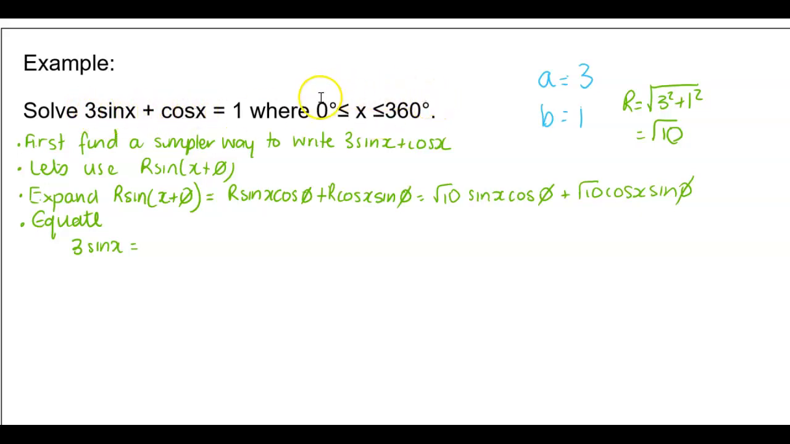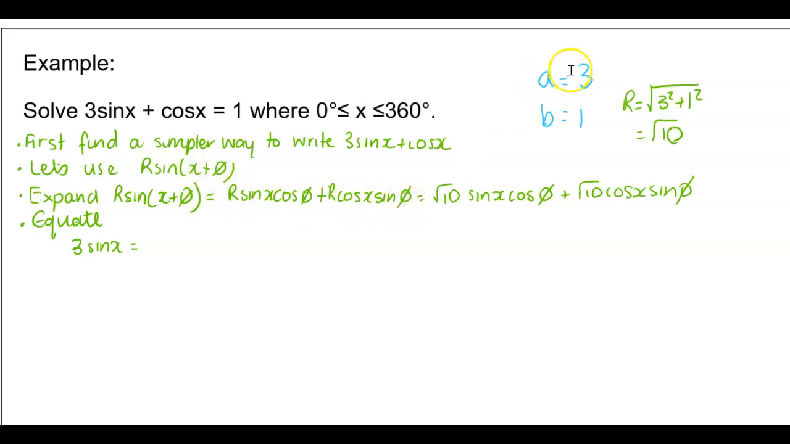And we need to make sure that we're thinking about it in, again, the whole domain of 0 to 360 degrees. So let's think of it first without the equal to 1, and let's see if we can write the 3 sine of x plus cos of x in a simpler way. And that's our first thing that we're going to do. I'm going to use r sine x plus theta. So I'm going to expand that and end up with this here.